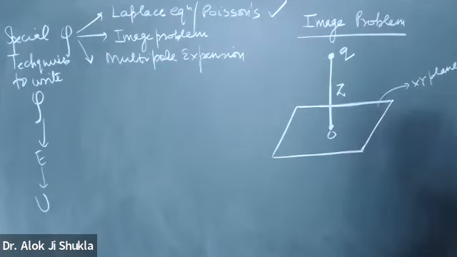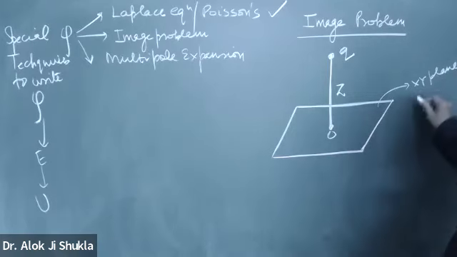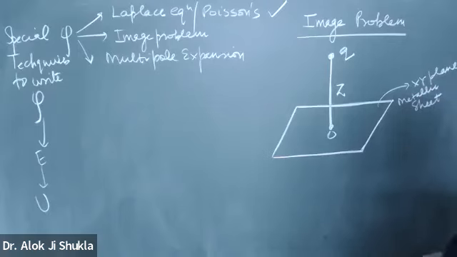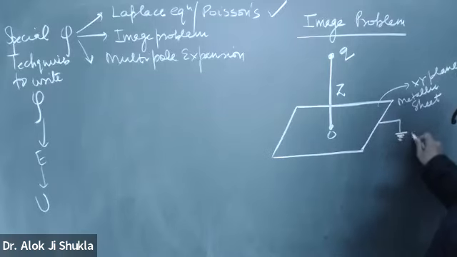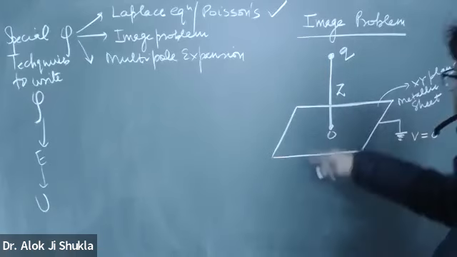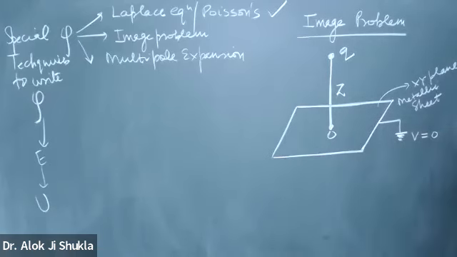And it is given that this is a metallic sheet. What kind of sheet is it? It is a metallic sheet. And the potential of this sheet is actually equal to zero. I mean, this whole sheet is kept at zero potential. Yes? Yes.